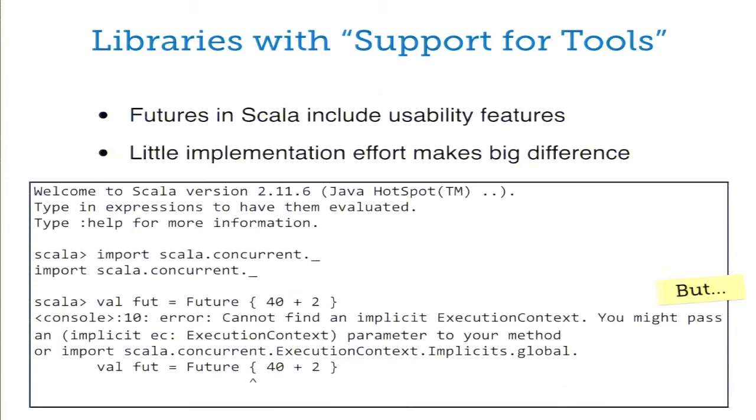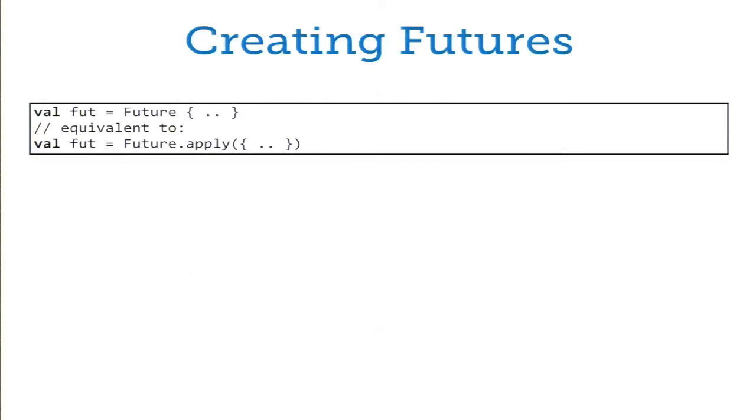It says you might pass this parameter to your method, or you could also import this execution context .implicits.global, right? And in fact, you can just copy and paste this import, put it at the top level of your file, and that will actually make the program run as expected, right? So in a sense, this message is very helpful as a quick fix of your code.